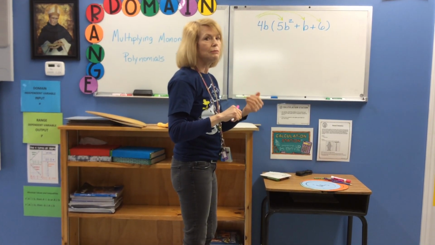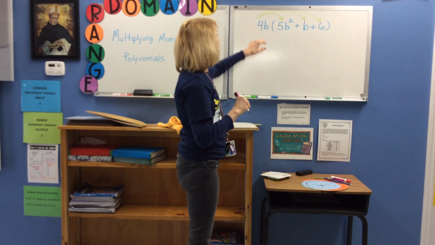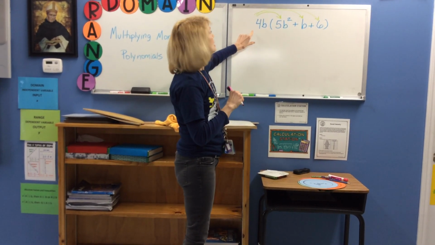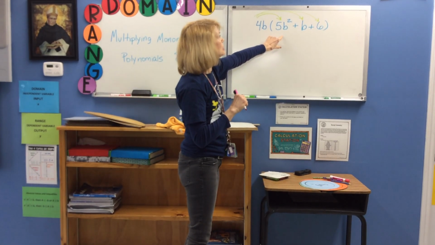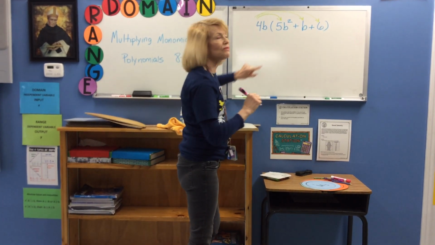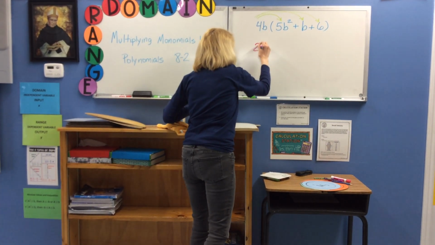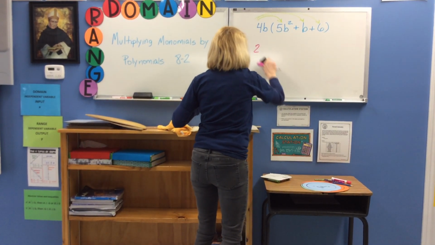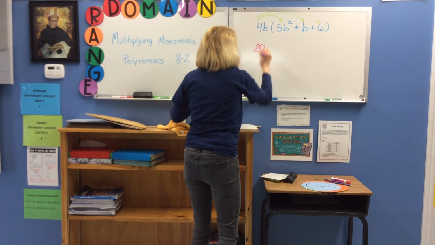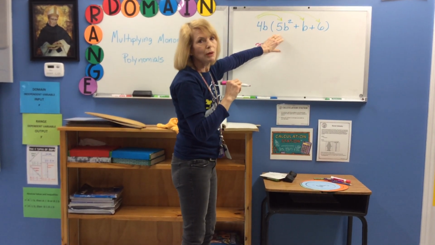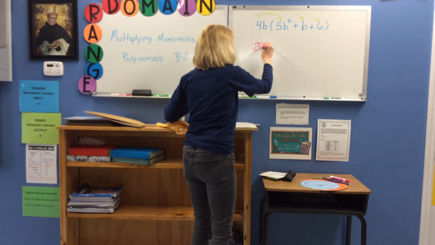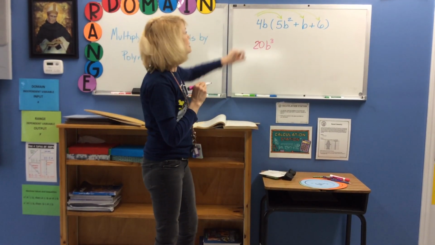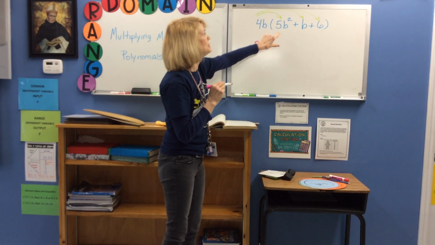And if you remember, when we're multiplying terms that have exponents in them, we're just going to add the exponents, and we're going to multiply our coefficients. So 4b times 5b squared: 4 times 5 is 20, and then b times b squared is b to the third. I just multiplied 4 times 5 and b times b squared.